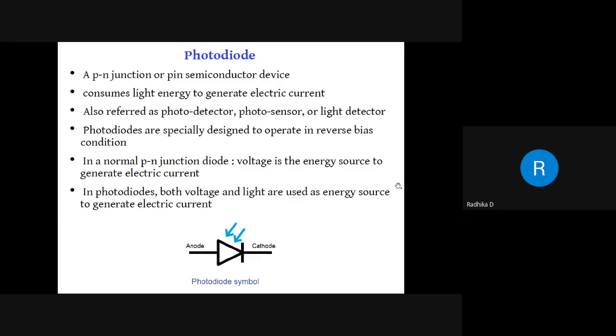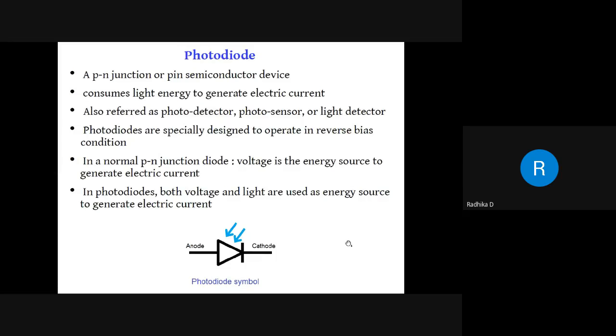So photodiodes are PN junction diodes working in reverse bias condition, which take light and produce current. A simple definition: a photodiode is a PN junction diode working in reverse bias condition, takes light and generates electric current.